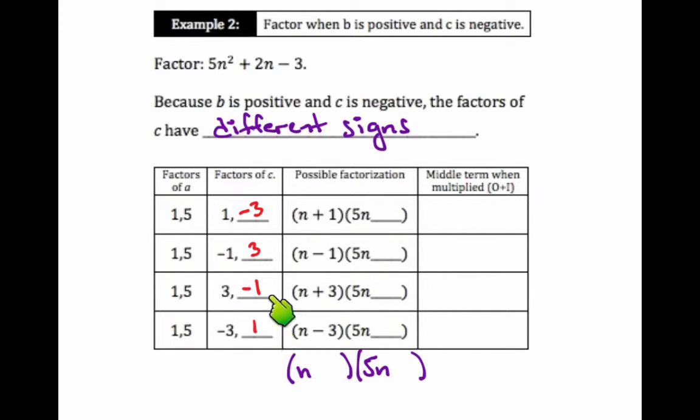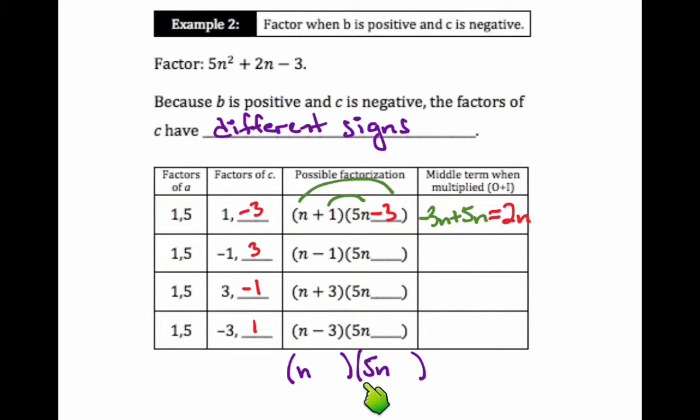Again, order matters now. So we're going to go ahead and start plugging them in and checking to see if we have our middle term, our B. So we have n plus 1 times 5n minus 3. If we multiply our outside and our inside, we'll have negative 3n plus 5n. And that gives us 2n. Way, we lucked out. There's our 2n that we're looking for.